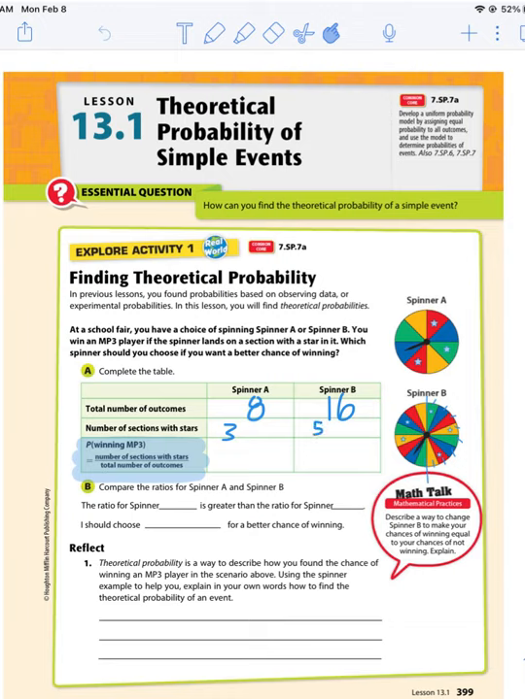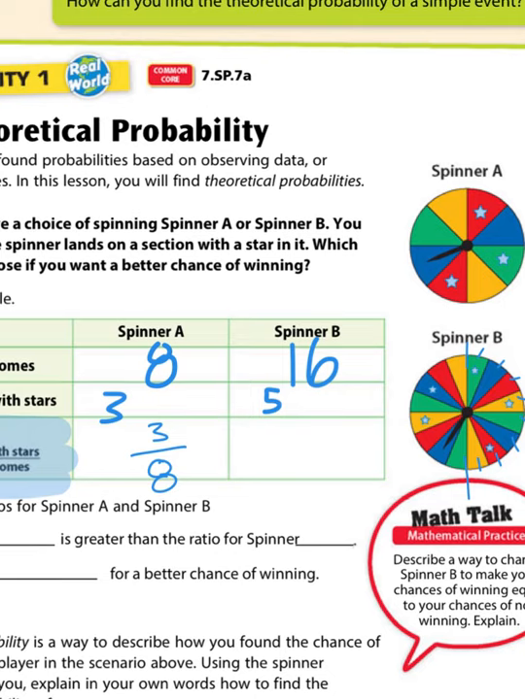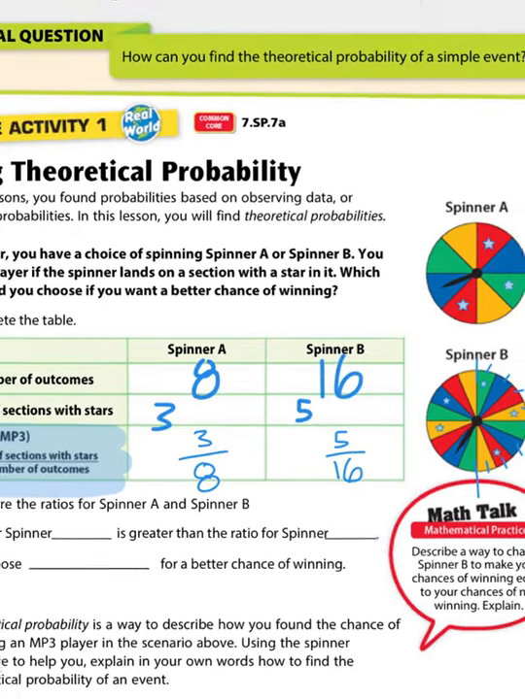All right, so theoretical probability is the number of outcomes that match the event. So in this case, the number of sections with stars over the total number of outcomes, assuming each outcome is equally likely. Okay, so the number of sections with stars on spinner A was 3. The number of total outcomes is 8, which means the probability of landing on a star with spinner A is 3/8. All right, then let's look at spinner B. The total number of sections with stars is 5, and there are 16 total sections, which means the probability of landing on a star with spinner B is 5/16.